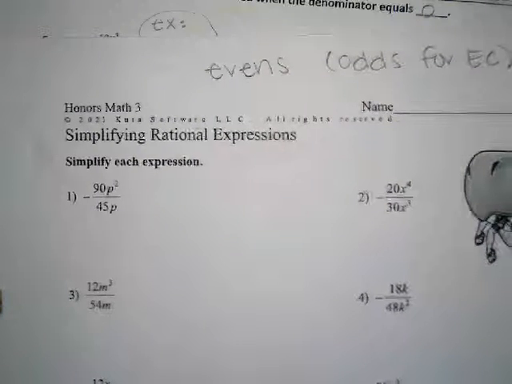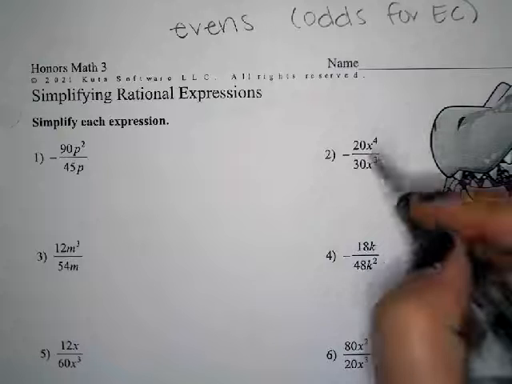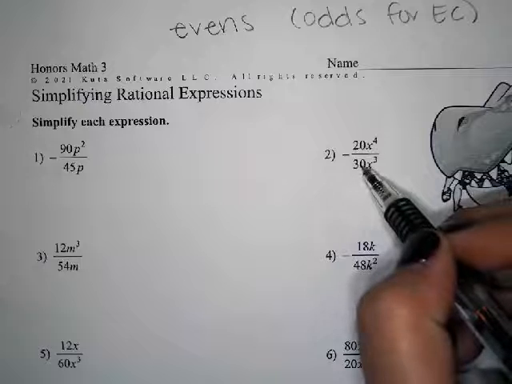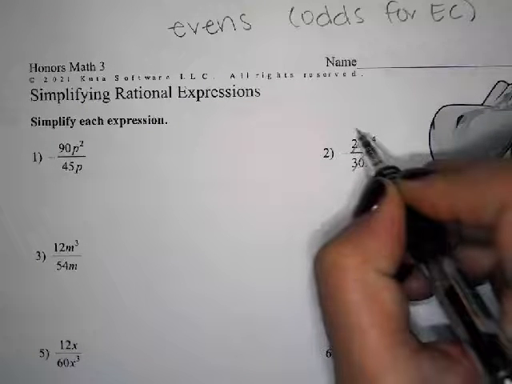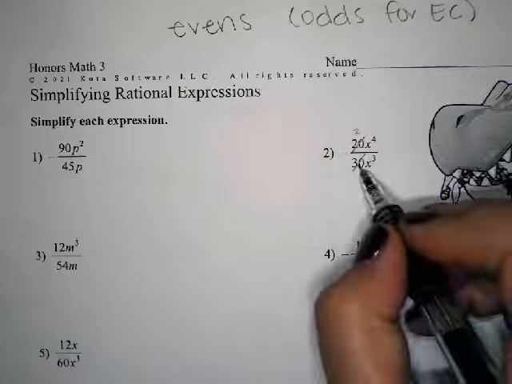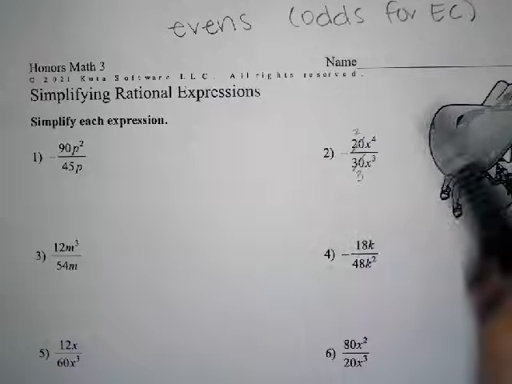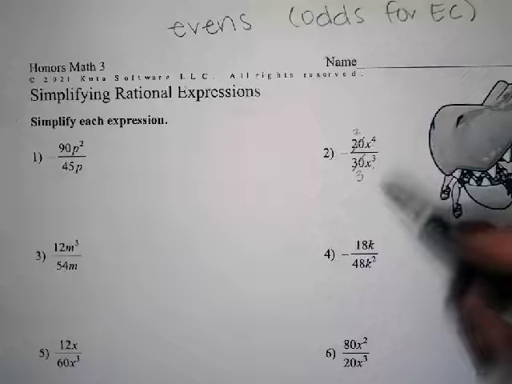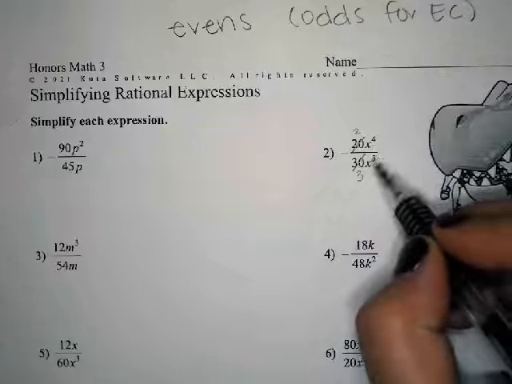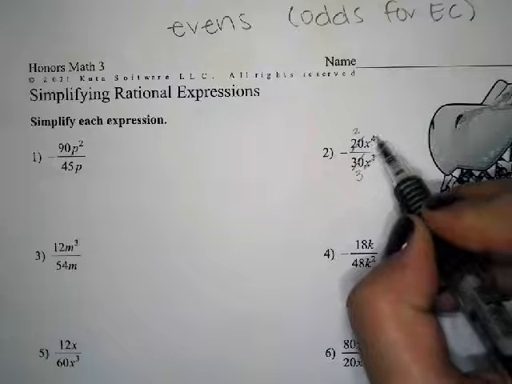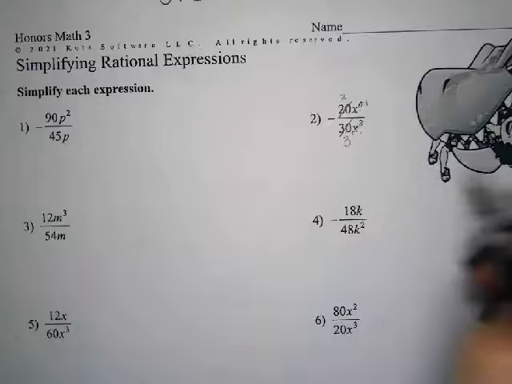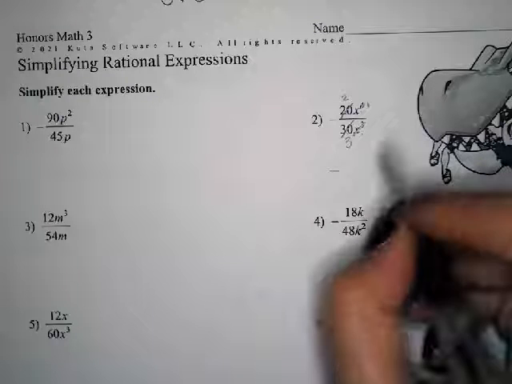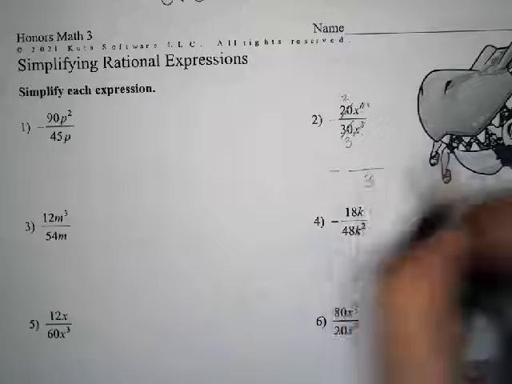So somebody tell me, what number could we divide out on the top and the bottom? 10. I'm going to divide by 10 on the top and get 2. I'm going to divide by 10 on the bottom and get 3. And then if we have x to the 4th on the top and x to the 3rd on the bottom, how many x's can we take out of both? 3. We can take out 3 x's on the bottom and they're gone. We can take out 3 x's on the top and we get 1 left over. Okay, so our final answer is negative 2x on the top, 3 on the bottom, and we're done.